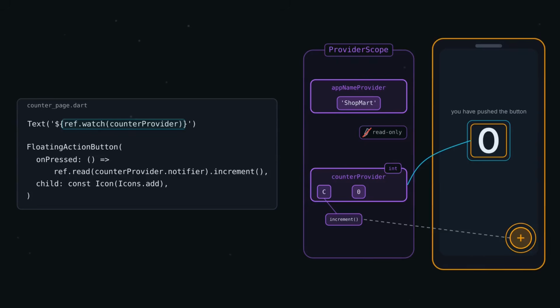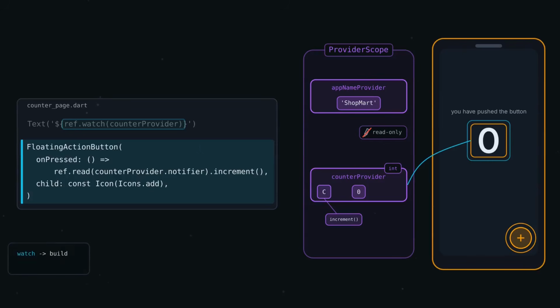Here is the rule. In a build method, use watch. You are displaying the value, so you want to be told when it changes. Inside a callback, like onPressed, use read. A tap happens once. You do your one thing and you are gone. A callback has no reason to subscribe to anything. Watch in build, read in callbacks. That one rule carries you through 90% of Riverpod.